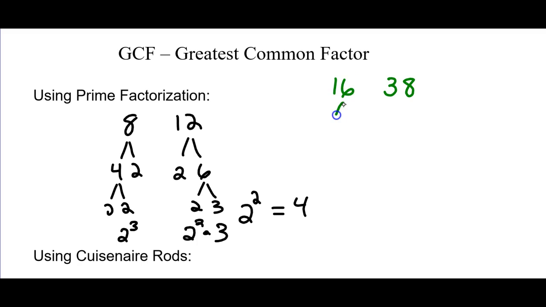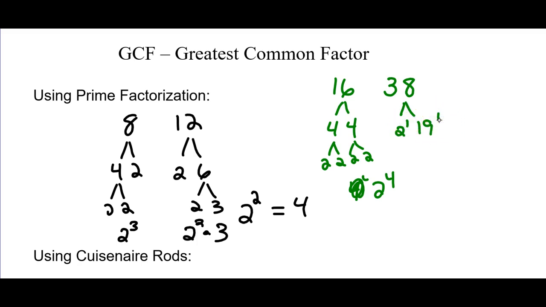So breaking 16 down, we've got 4 and 4, and then 2, 2, 2, and 2. So this becomes 2 to the 4th. For this one, we just have 2 and 19, so this is 2 to the 1st times 19 to the 1st. What's the common base? The common base is 2, and we take the lowest exponent, so 2 to the 1st, or 2. 2 is the largest number that will go into both 16 and 38.